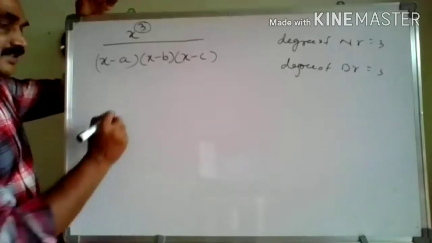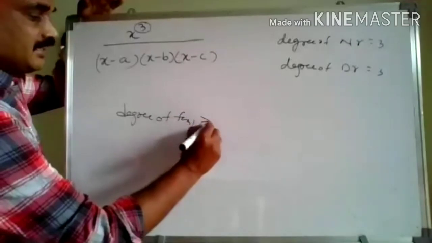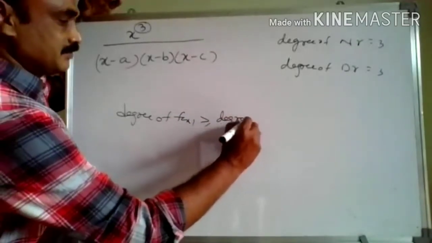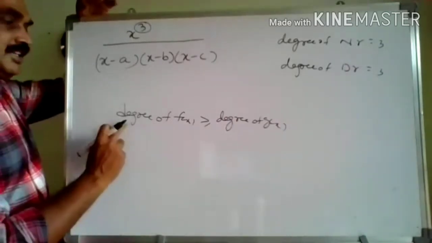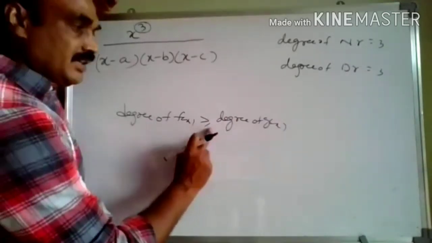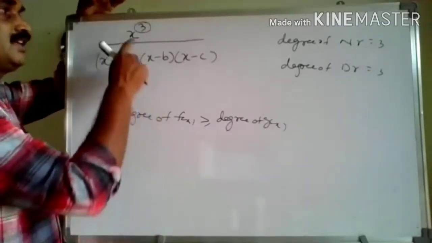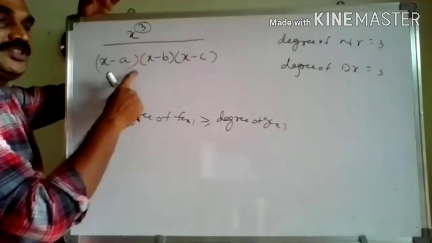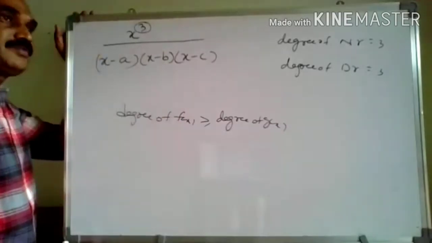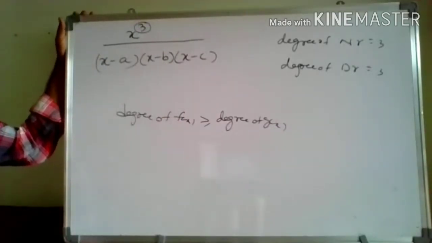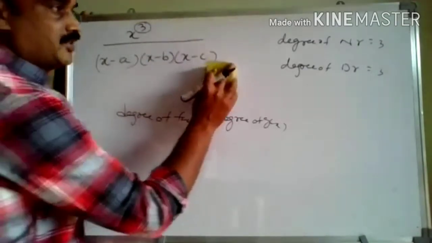If degree of f of x is greater than or equal to degree of g of x, then that fraction is called an improper fraction. Here, degree of f of x is equal to degree of g of x, so equal degree. This is improper fraction first model.